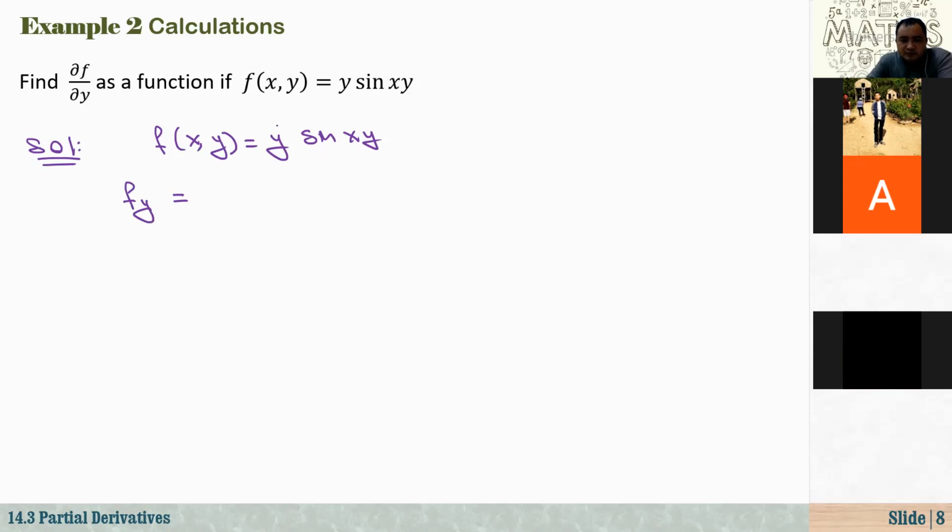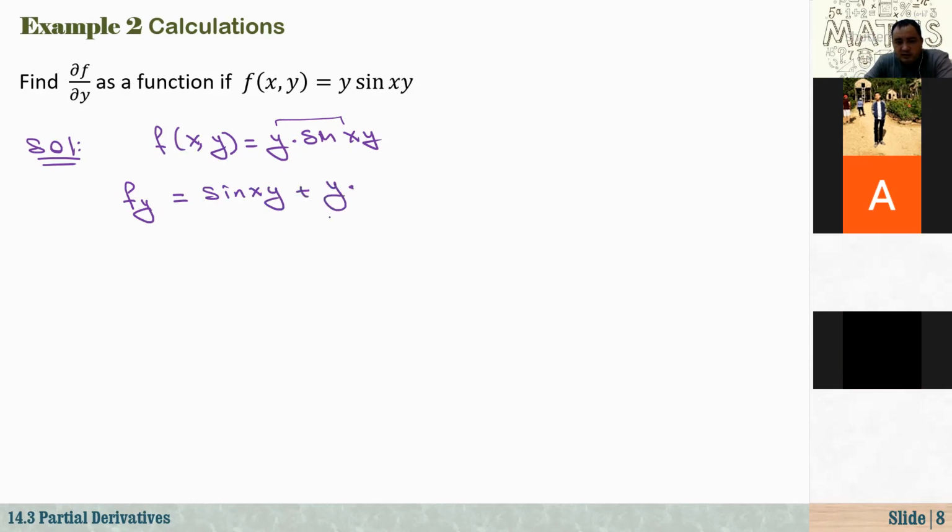So first, it's just the product of two functions, right? Here, y times sine of xy. Again, just apply the property. If you differentiate the product of two functions, first we have to differentiate the first function times the second function plus the first function times the derivative of the second function. So now if we differentiate y with respect to y, it is 1. So here we have 1 times sine of xy.